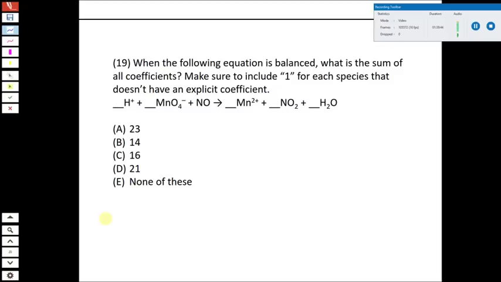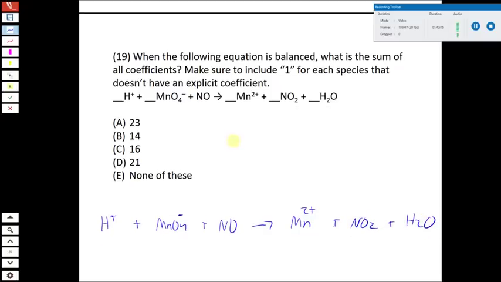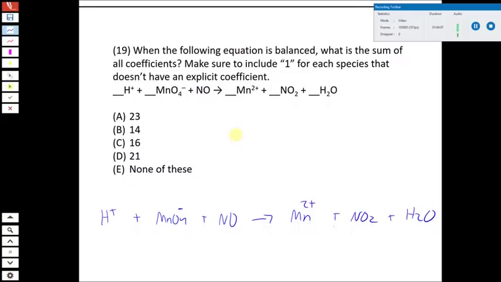So I will rewrite everything down here so that we have enough room to write all that information. We have H plus, MnO4 minus, and NO as reactants, and on the product side we have Mn2 plus, NO2, and water. So we write out reactants and products, and for each one we need to figure out the oxidation numbers of all the elements. Same approach that we used in the last problem.